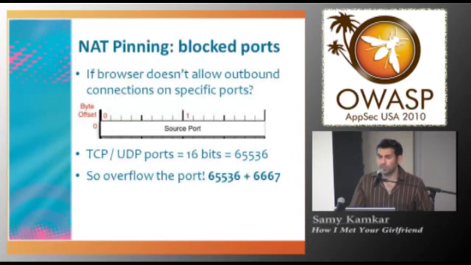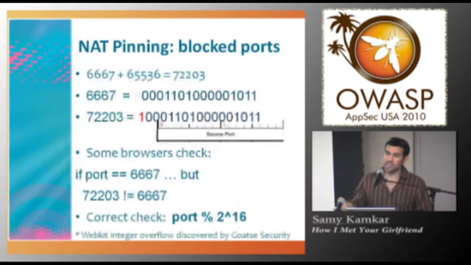Well, what if we overflow the port? A port number is only 16 bits. So, if we add another bit on top, and add 65536 to that number, we get some much bigger number. We get 72,203. The web browser checks, all right, is 72,203 equal to 6667? No, it's not. All right, great. I'll let this connection go through.